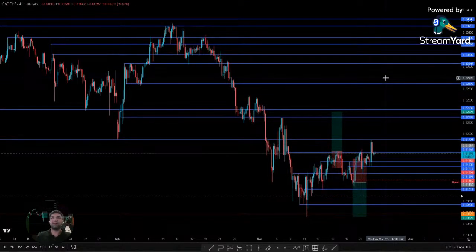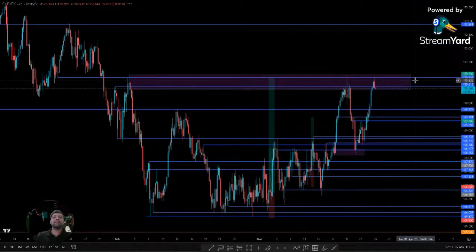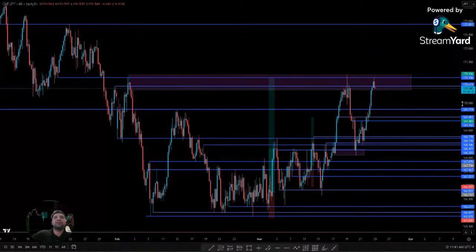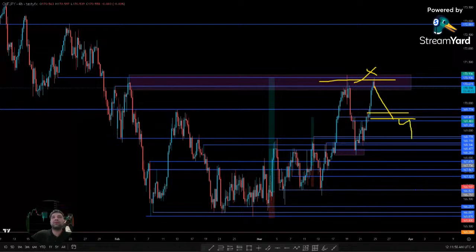CADCHF, nothing much is happening, although the Swiss franc is a little bit sideways. And CHFJPY, we can see the reaction happening around here, around this order block. It failed to break the high around here, and even started creating a candle on the downside. It can give us a clear momentum move around here, and even continue further like that.